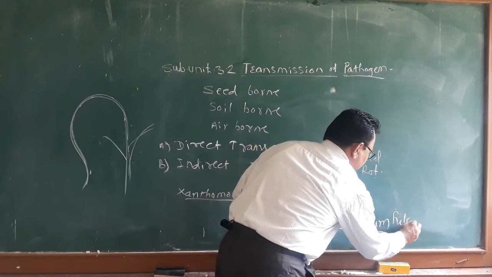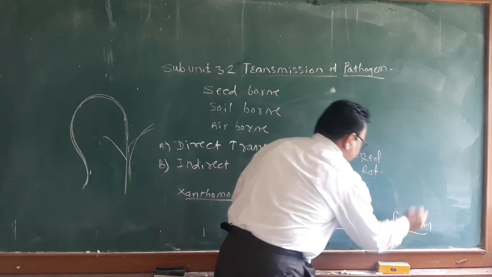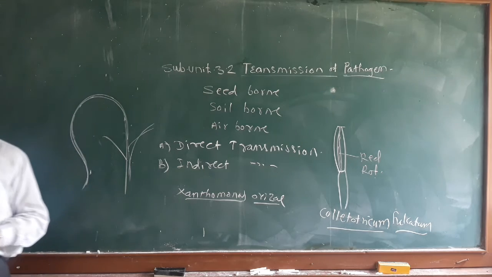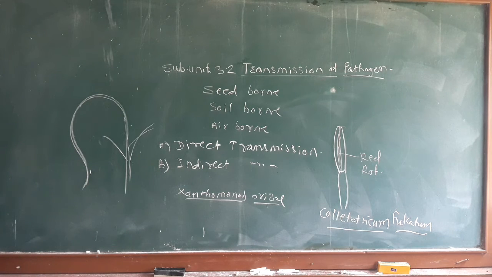Colletotrichum falcatum. This fungus causes rotting in sugarcane stems. This is also seed borne, and Colletotrichum falcatum also causes red rot. Rotting of the stems takes place.